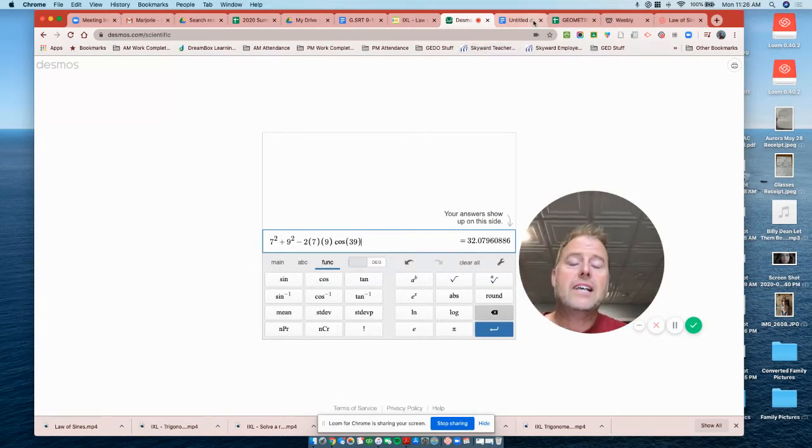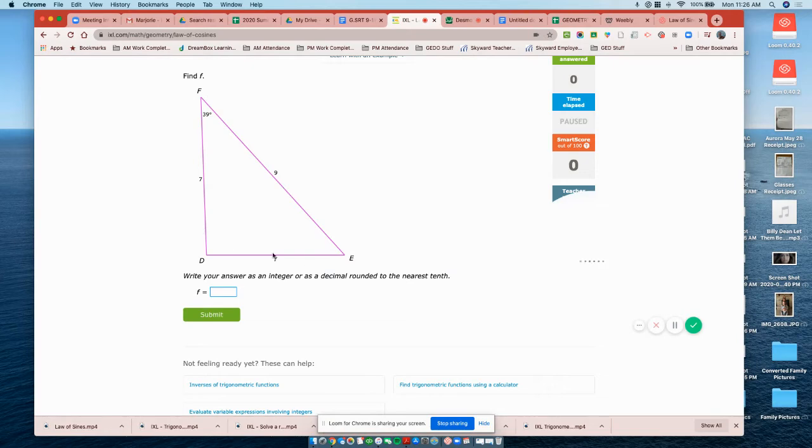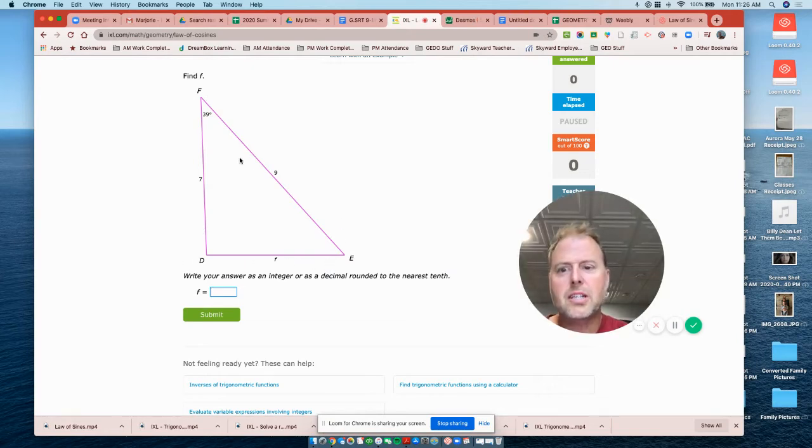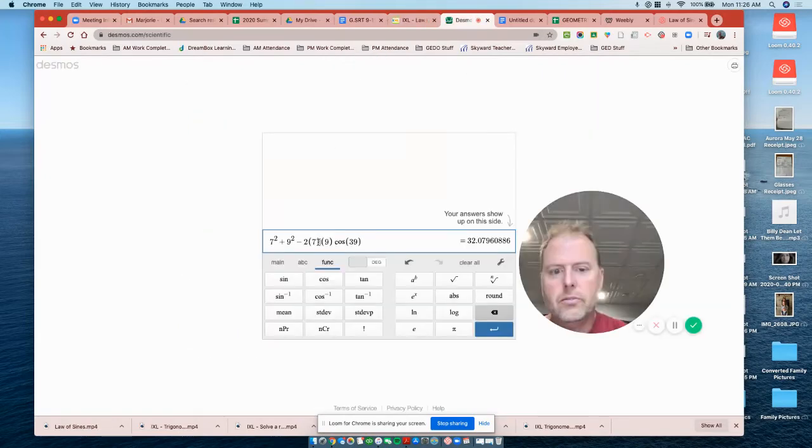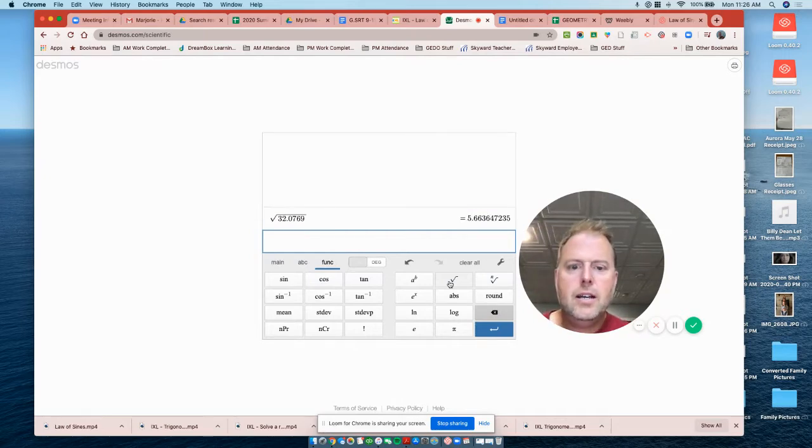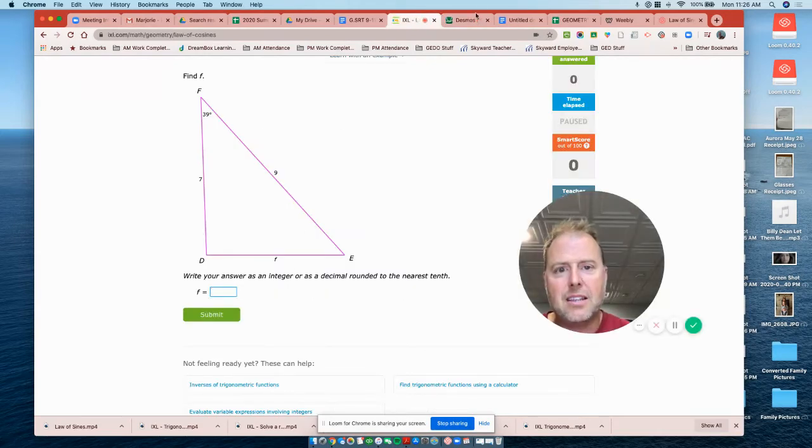And now remember the last step. Since it is squaring the one side, we have to do the square root of both sides. So in this case, you'd have to do the square root of 32.07. And let's just double check it. There's no way that that's going to be 32.07 when this is 9 and this is 7. So let's get rid of all this stuff and go to the square root. So square root of 32.0769, and we get 5.6636. What does IXL want us to put in? They just want it to the nearest tenth. So 5.66 would be 5.7.